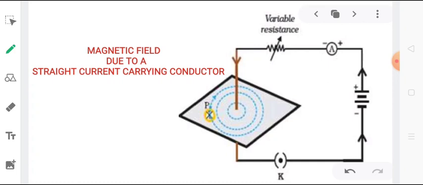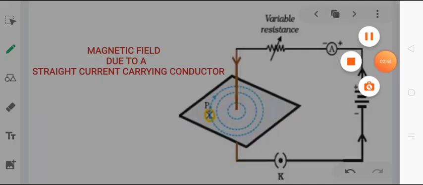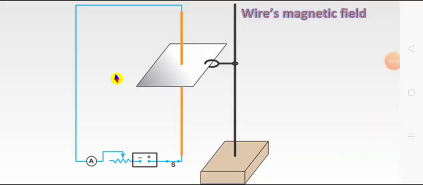Now for this, let me show you a simple activity before getting into the details of this experiment. You can see a similar setup in order to understand the magnetic field due to a straight current carrying conductor. Now I would like to explain the setup first of all. This setup comprises, obviously, a straight current carrying conductor, that is a copper wire. This copper wire has been inserted into a cardboard.